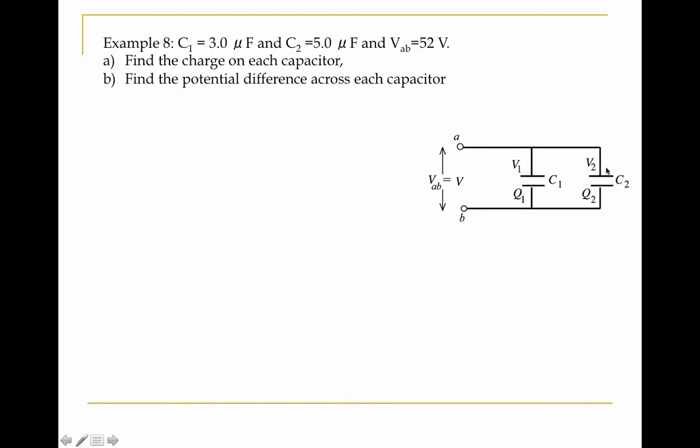So he gave you C1, C2, and he gave you the potential difference between these. These are connected in parallel, so that means C1 plus C2. And then from there you can calculate the remainder of the question.